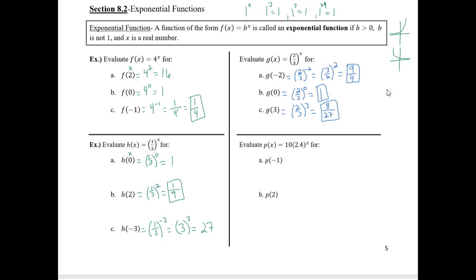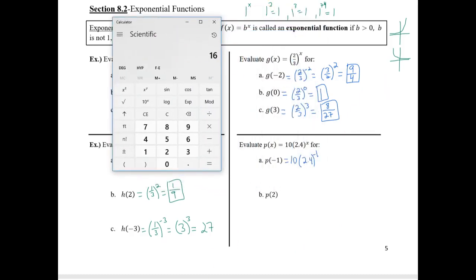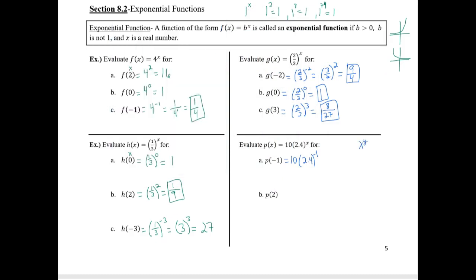Alright, in the example below, we have p of x equals 10 times 2.4 to the x power. So we start with 10 times 2.4 to the negative 1 power. Now I would go ahead and use a calculator on this because of that decimal. So you should have some kind of exponent button that looks like x to the y, or y to the x, or a caret button. Any of those should work.